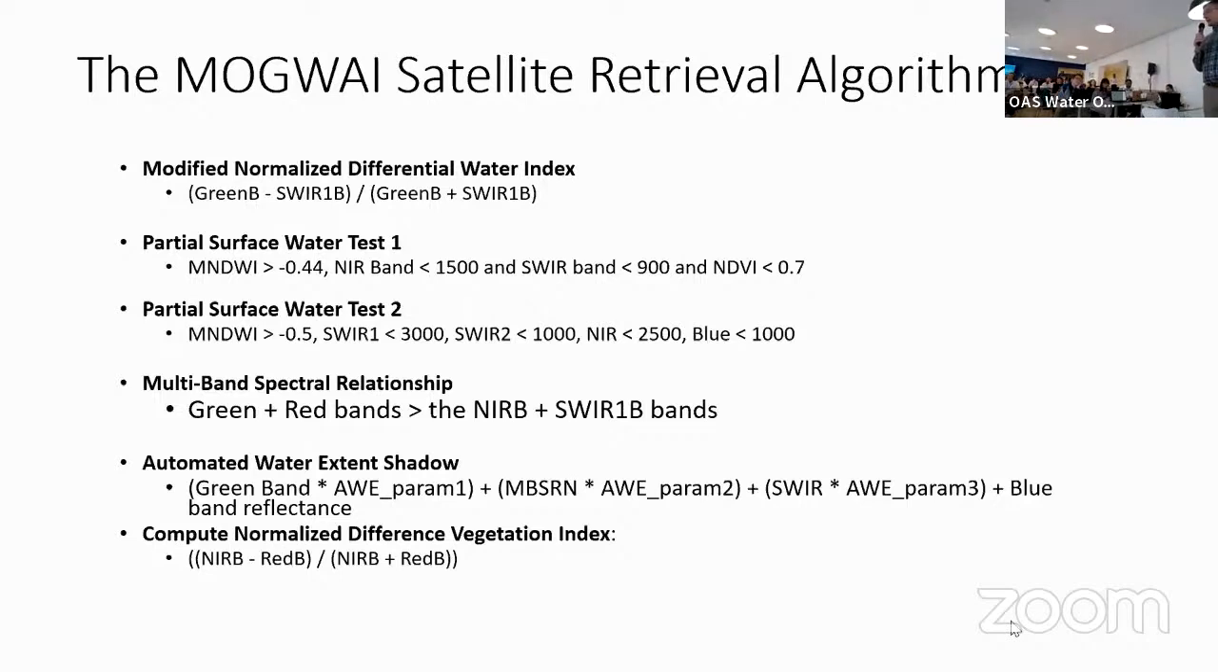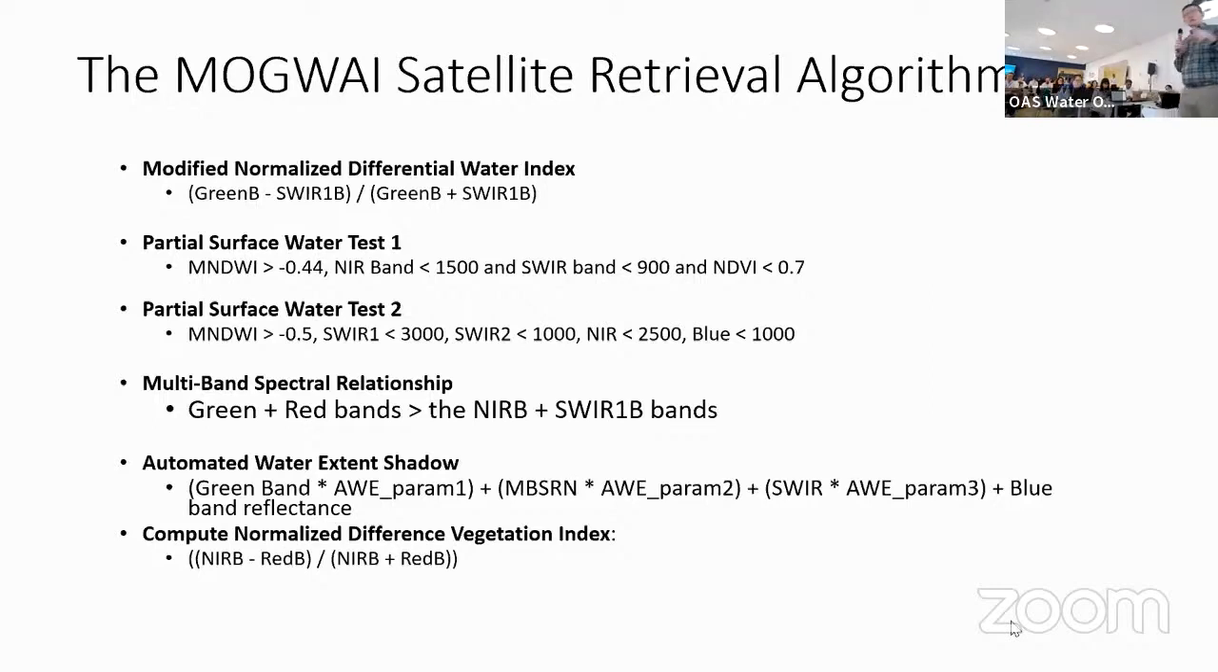This is the actual what we call the spectral tests that you have to pass. And I think that's more important to anybody, because that's how you get to the point of saying, hey, I'm going to play with this, is to understand the spectral test. Okay. But again, here's the modified normalized differential water index product, which is green minus your SWIR channels, shortwave infrared, divided by green plus SWIR. Okay, so that's actually the biggest test.